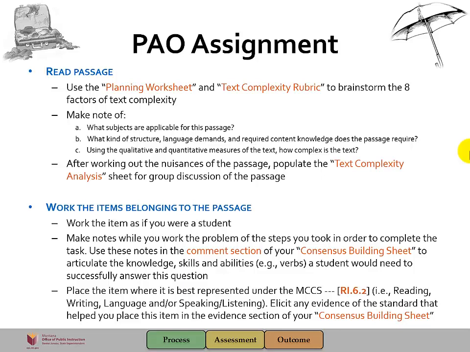Place the item where it best is represented under the Montana Common Core standards, for instance, informational grade 6, standard 2. Elicit any evidence of the standard that helped you place this item in the evidence section of your consensus building sheet.